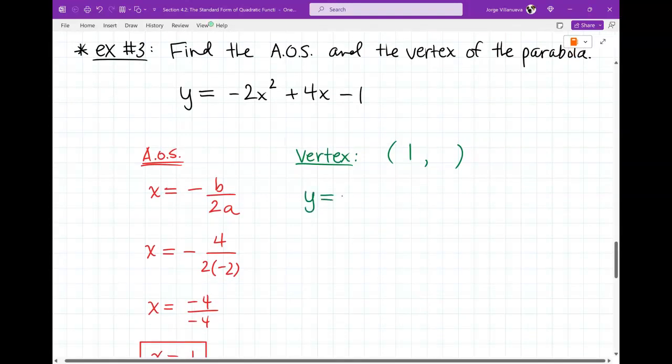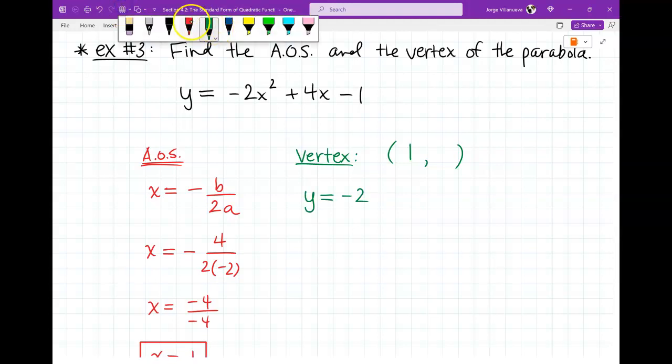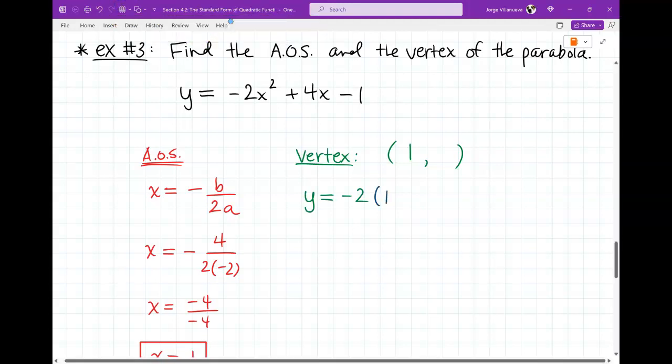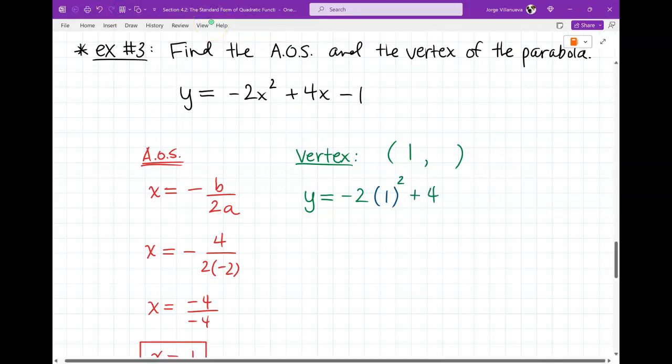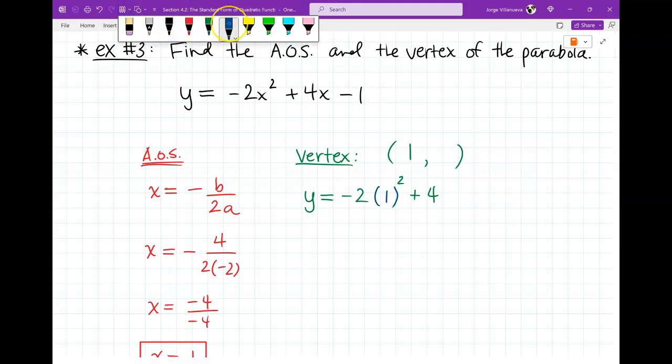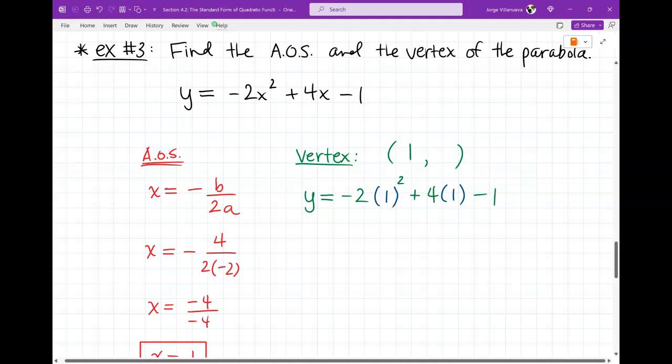Y equal to negative 2, and again, I'm just going to use some color changes here so where I plug it in, you guys know what's happening. Plus 4 times 1 minus 1. So the blue is where the number was plugged in, right? That's where the x's were.